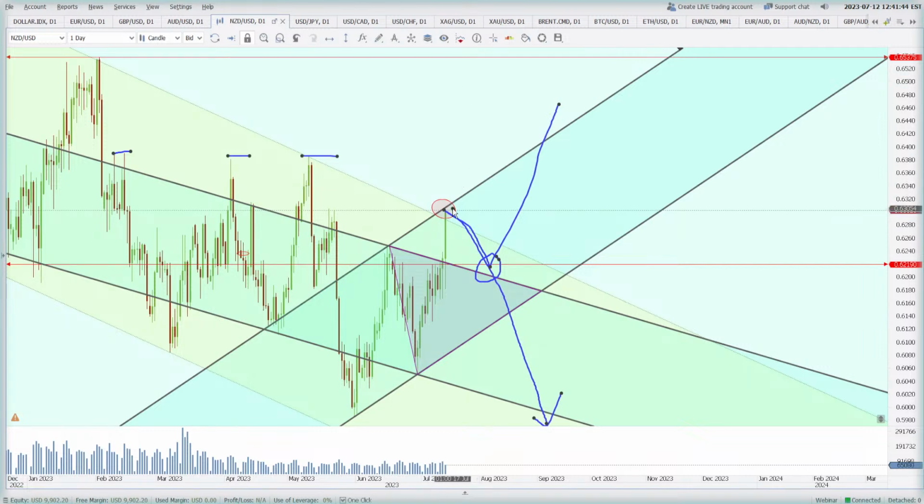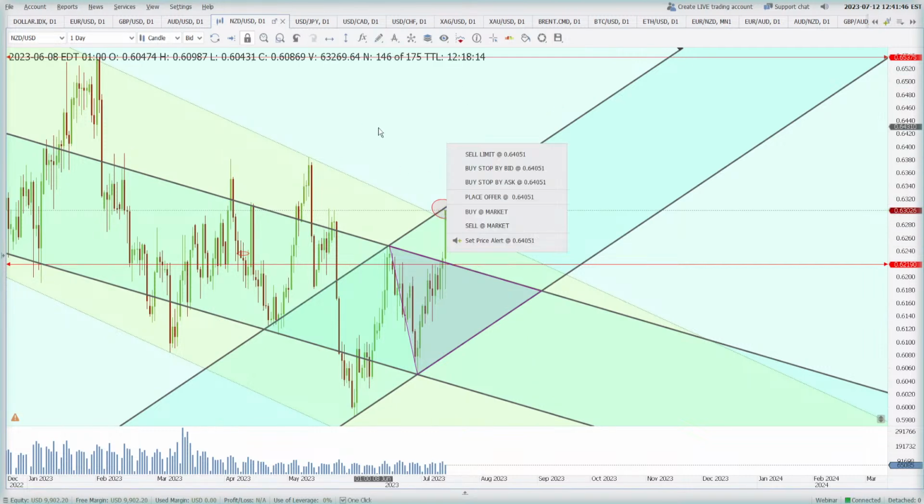Okay, right now it is at the confluence of resistance. So let's see how things unfold in the future. But right now 0.6302, which is also a psychological handle, 0.6300 area. I think this is all for today for the New Zealand dollar. 0.6302, it should not be going beyond this for today.